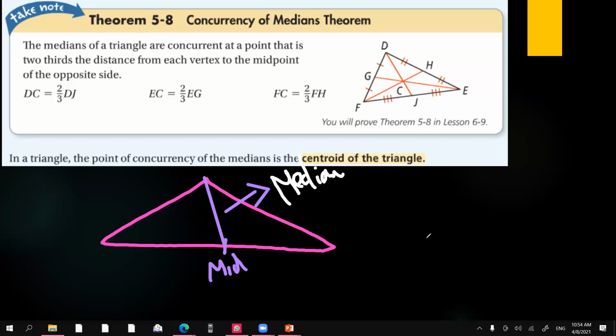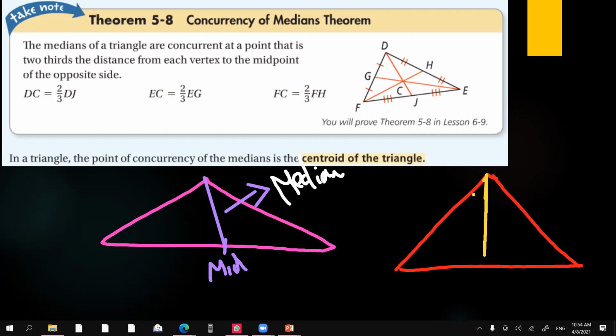Now, if the line starting with a vertex, and now focus with me here, starting from the vertex and perpendicular on the side, must be perpendicular. Starting from the vertex, perpendicular to the side, we call it altitude. So the first one, it couldn't be perpendicular. Maybe perpendicular, maybe not. But it must end with the midpoint of the opposite side.